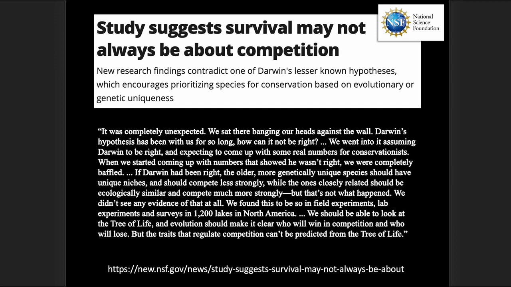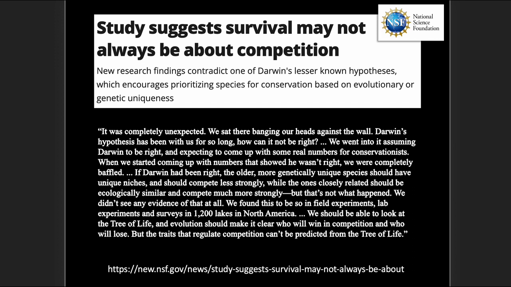We went into it assuming Darwin to be right, and expecting to come up with some real numbers for conservationists. When we started coming up with numbers that showed he wasn't right, we were completely baffled. If Darwin had been right, the older, more genetically unique species should have unique niches and should compete less strongly, while the ones closely related should be ecologically similar and compete much more strongly. But that's not what happened. We didn't see any evidence of that at all.